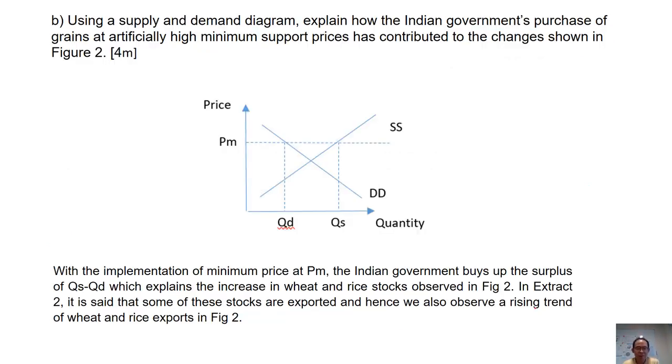Next, for part B: using a supply and demand diagram, explain how the Indian government's purchase of grains at artificially high minimum support prices has contributed to the changes shown in figure 2. Again, when the case study question requires a diagram, make sure you explain the diagram. So for this case, you need to draw a minimum price diagram.